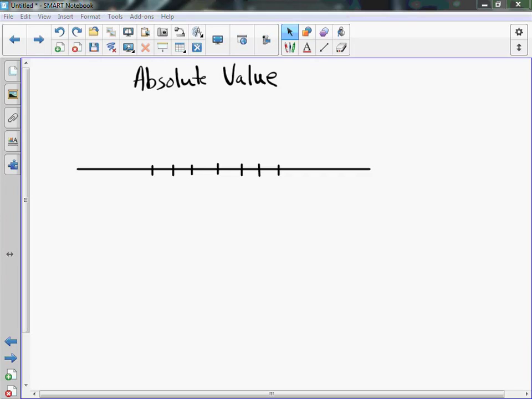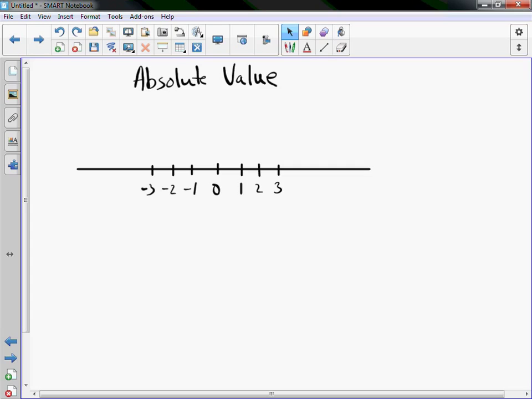All right, let's talk about absolute value. Just an introduction to absolute value. Okay, I put a number line up here, and I'm going to label it just with some numbers: 1, 2, 3, 0, 1, 2, 3, and -1, -2, -3.